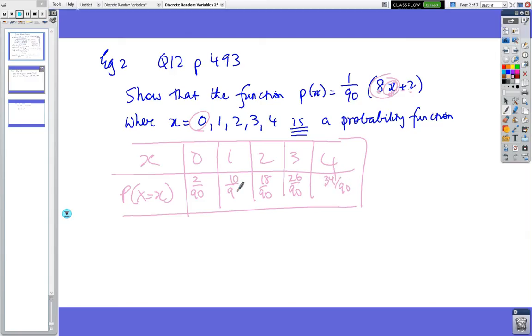Then to show that it's a probability function, there are two criteria. All those numbers are between 0 and 1, so that's tick number 1, and they have to add to 1, so we'll just check. So 2, 12, 30, 56, I've made a mistake, 56, 90. 90 over 90, which equals 1, so both conditions are satisfied.